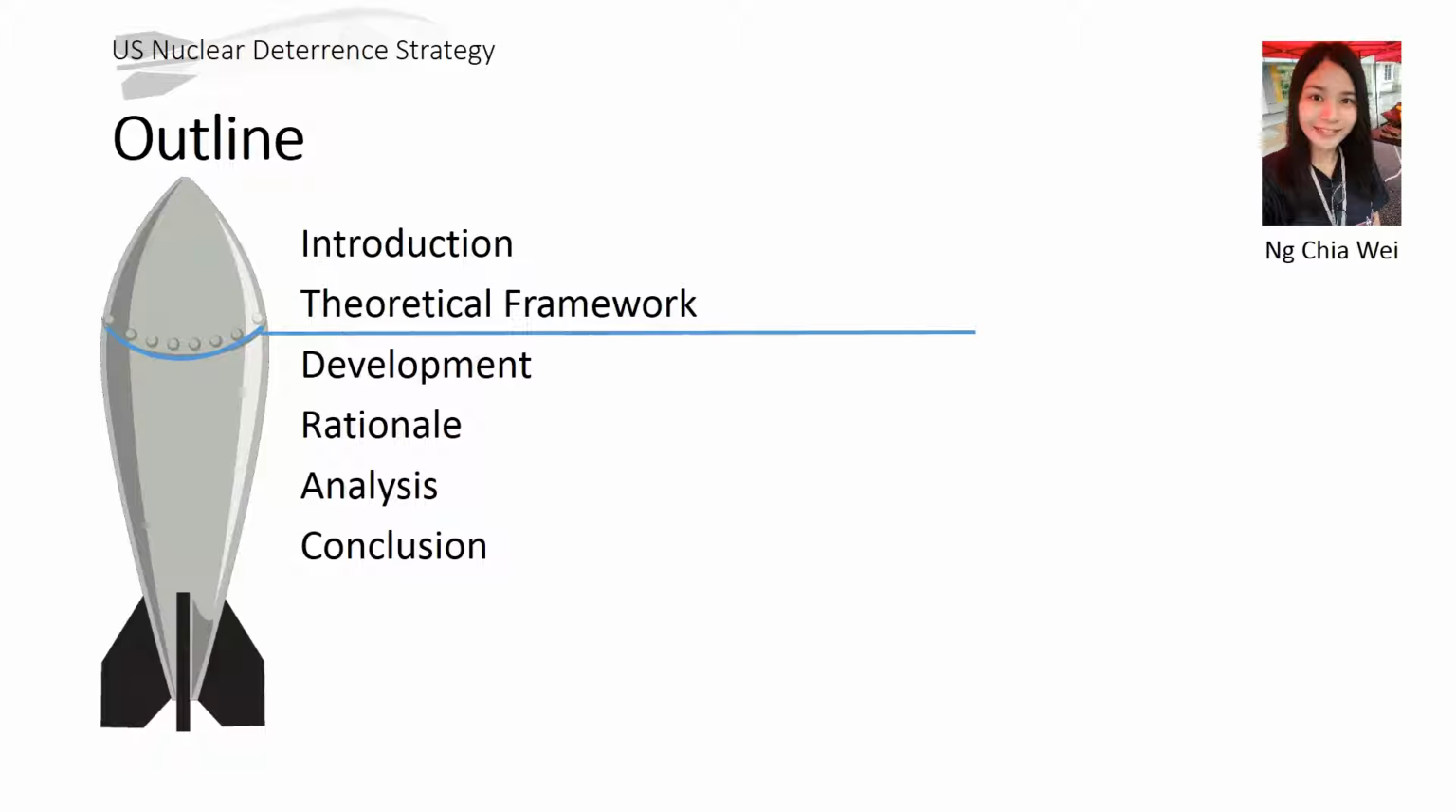In the theoretical framework, realism and structural realism will be used to discuss the strategy. Then the development of the strategy. In the rationale section, we will discuss the reason why the United States needs nuclear weapons, and we will move to discuss the analysis of the strategy and end with the conclusion.